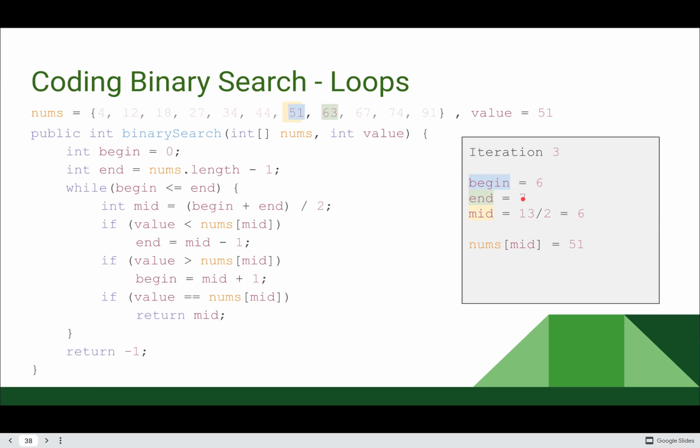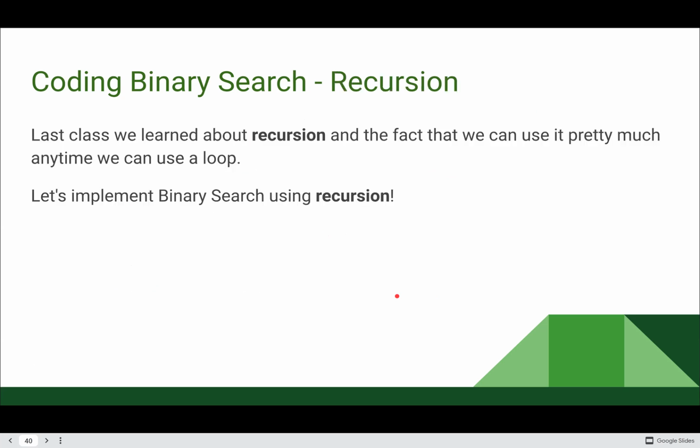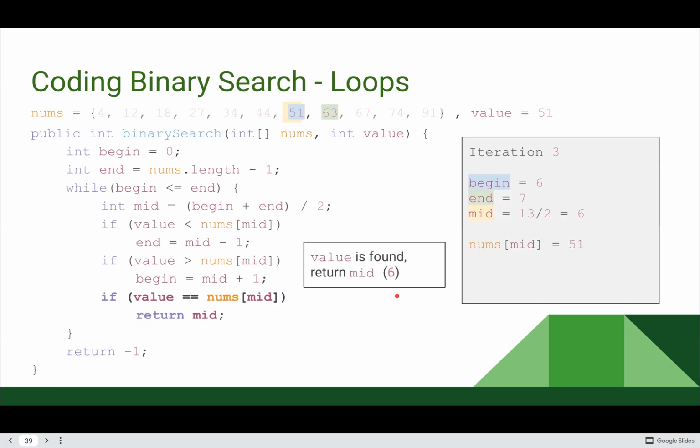Begin at 6, end at 7. Mid is 13 over 2. That equals 6 once we truncate. So our nums at mid is equal to 51. And hey, we found our value. We can return the index where we found it. We found it at index 6. That process makes sense?